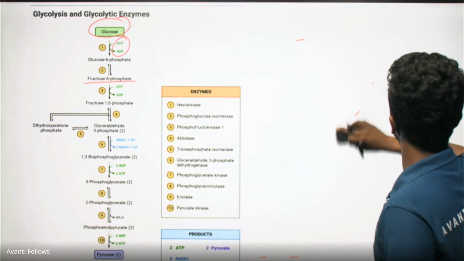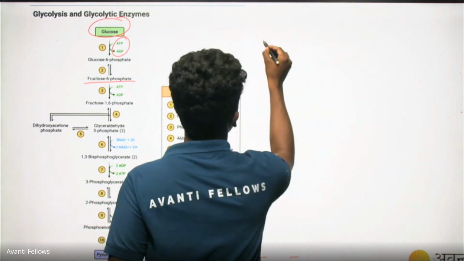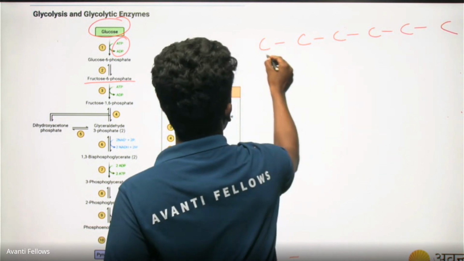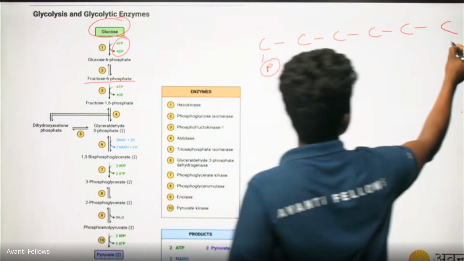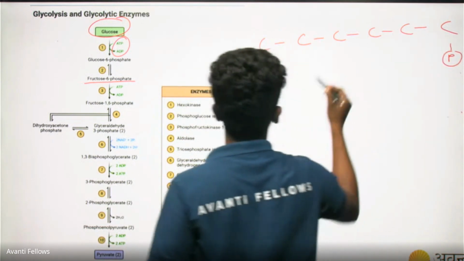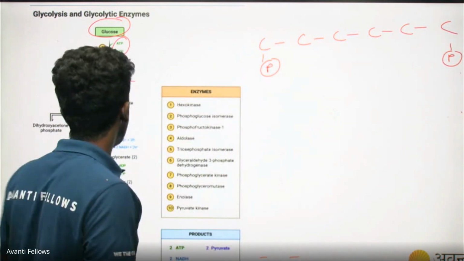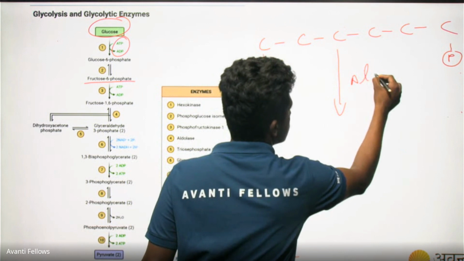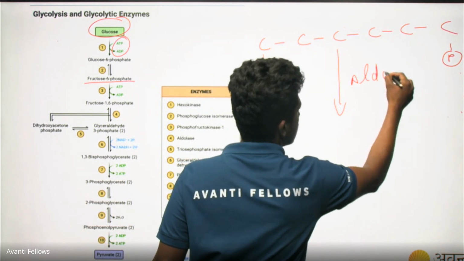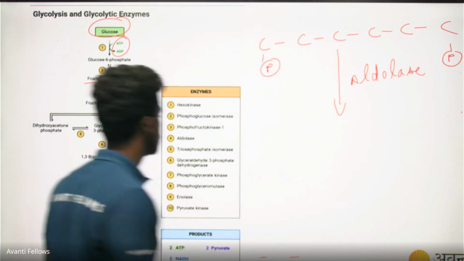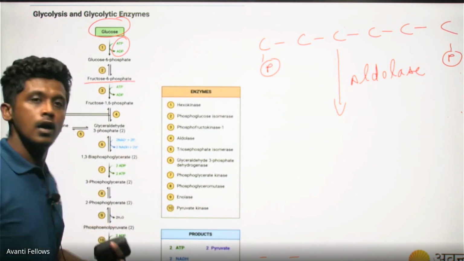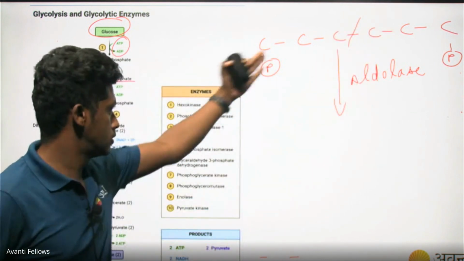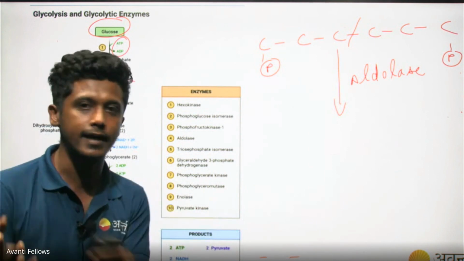All right, students. So where are we now? We are here. We have carbon, carbon, carbon, carbon, carbon, carbon, so 6. In the first position, we have phosphate. In the 6th position, we have phosphate. And we call it fructose 1,6 bisphosphate. To this fructose 1,6 bisphosphate, an enzyme called aldolase comes. What does this aldolase do? Aldolase will break down this fructose 1,6 bisphosphate into 3 carbon containing compounds.